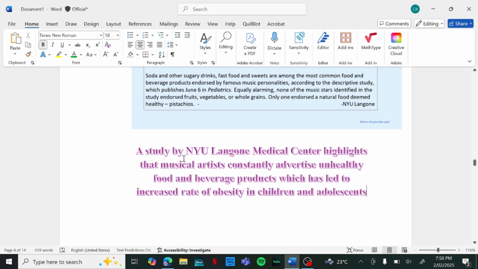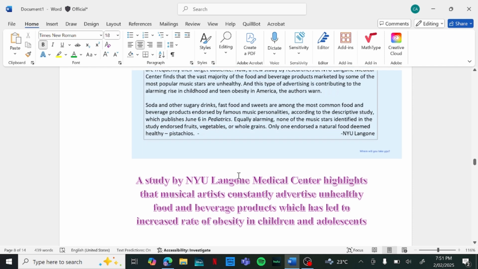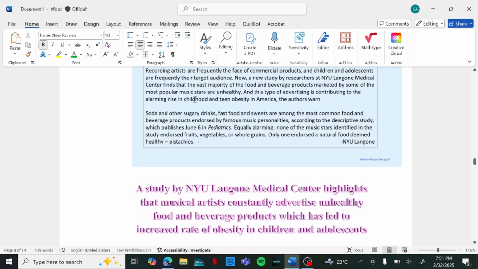A study by NYU Langone Medical Center highlights that musical artists constantly advertise unhealthy food and beverage products, which has led to increased rates of obesity in children and adolescents. Or you can just write, which has led to increased childhood and teen obesity, right? Or you can just use this one here. This is a key word.